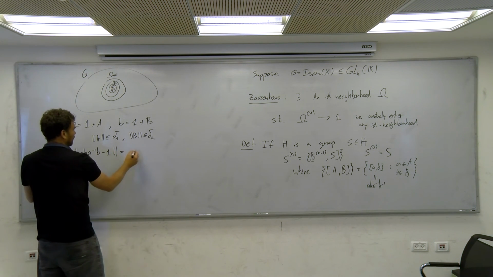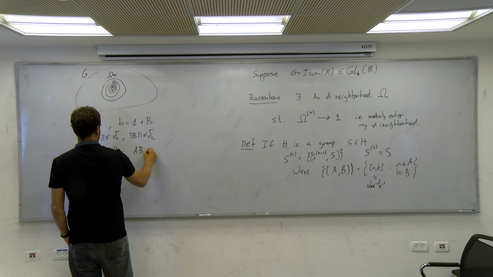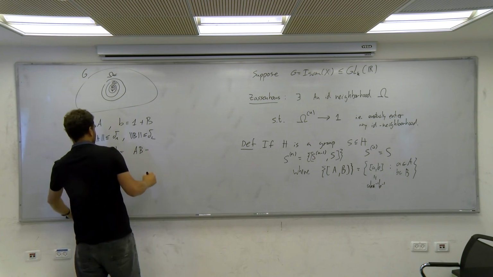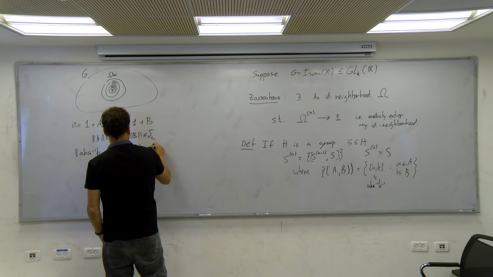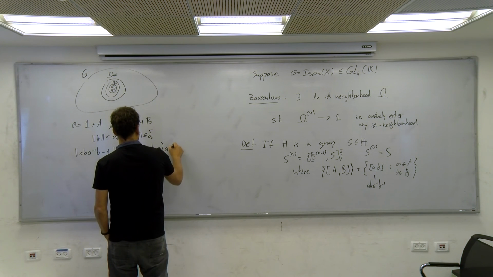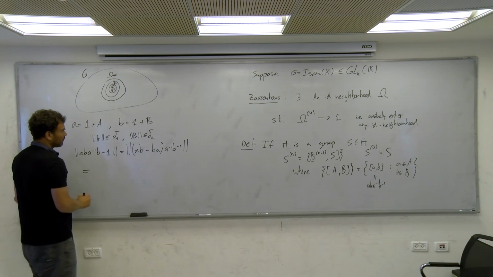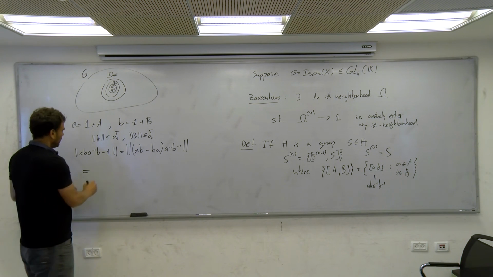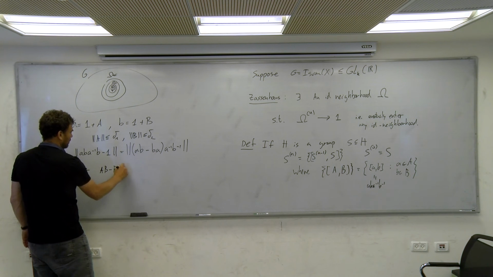Both of them are close, because one of them will be closer than the other later. Then, if you think about it, this you can write as AB minus BA, times A inverse B inverse. And this is the same as AB minus BA.